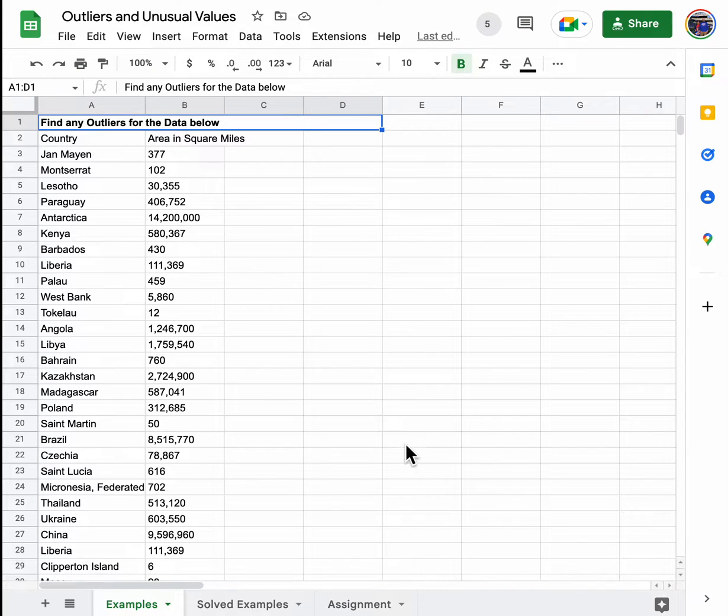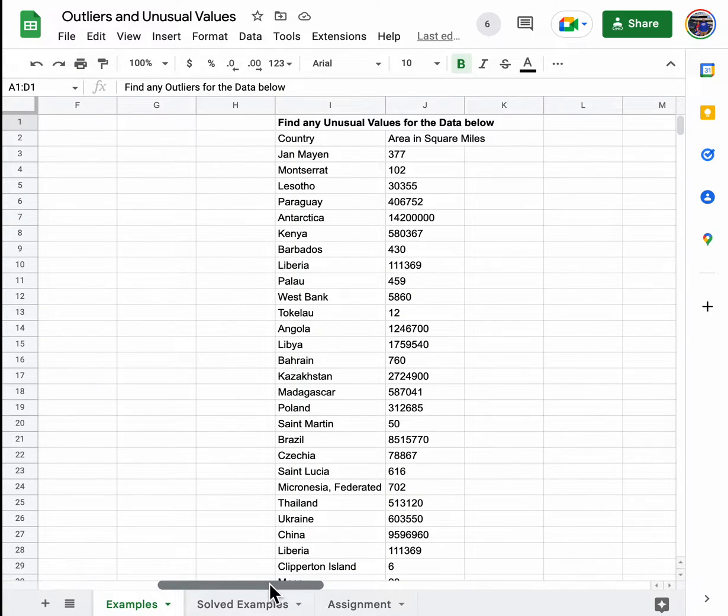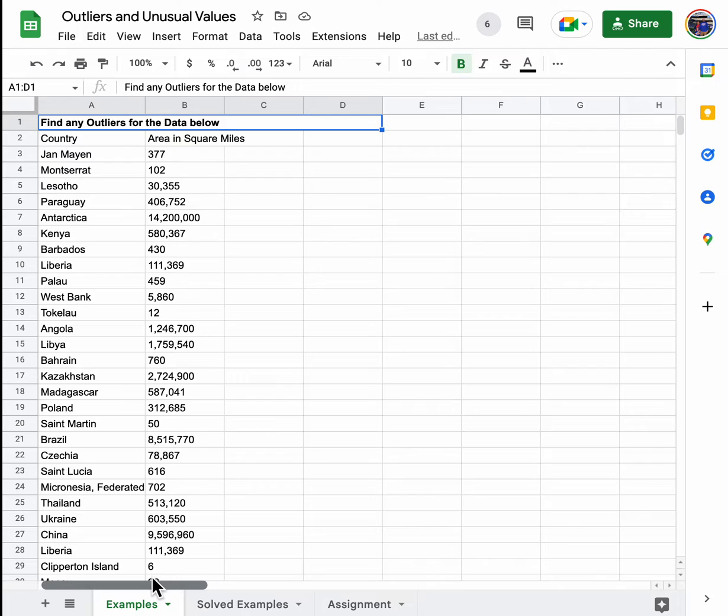Two things here. We want to find outliers, and then we want to find unusual values. Computationally, it's not going to be bad because all the functions that we need are built into Excel.